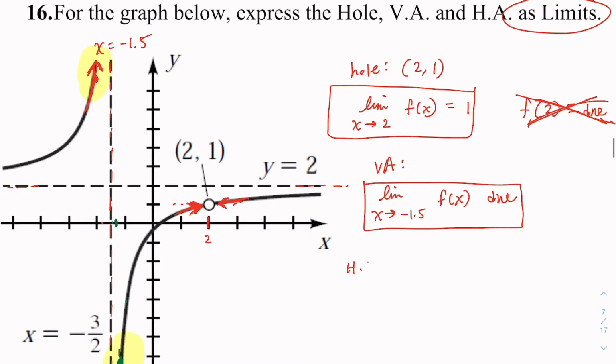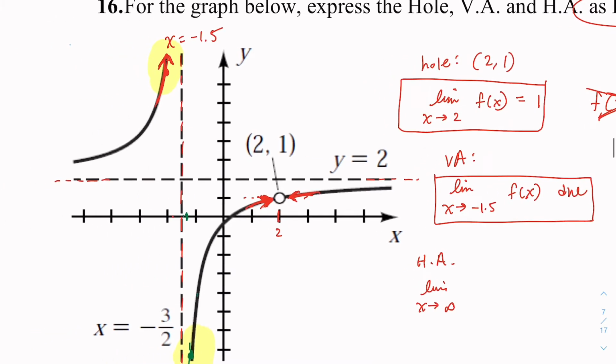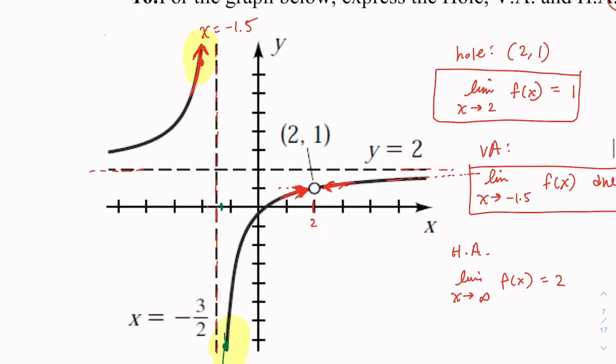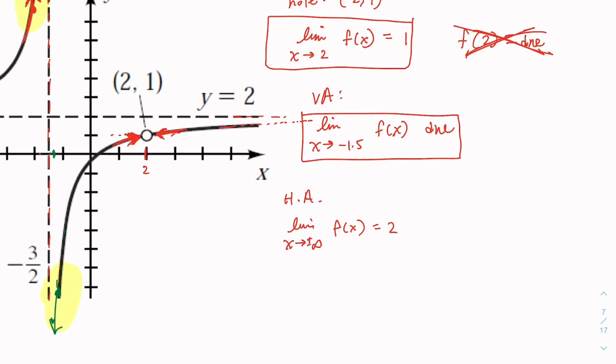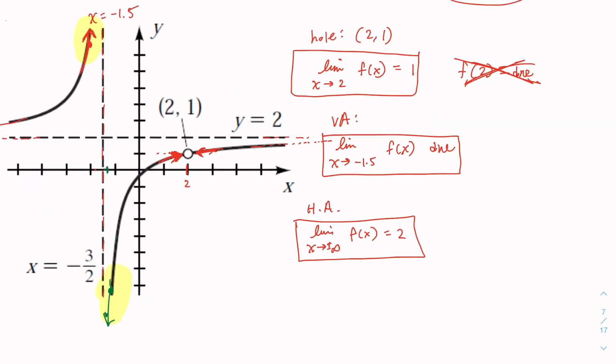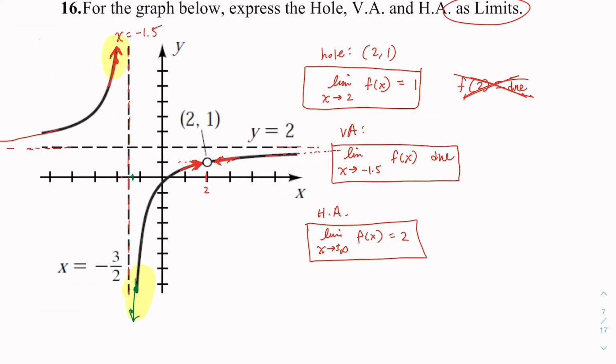Now let's wrap up with our horizontal asymptote. We've discussed this already. Our horizontal asymptote refers to the limits at the ends. So as x approaches infinity, notice that as you get further and further to the right, your graph is approaching the value of 2. In fact, that's also the same on the left side. As x approaches negative infinity, we're also approaching the value of 2. So we can write plus or minus infinity, just because they happen to be the same on both sides. So graphically, that's how we express these different features of a graph as limits.